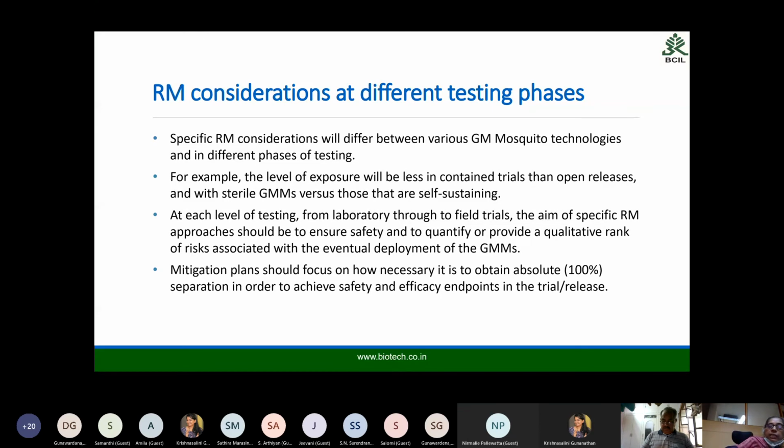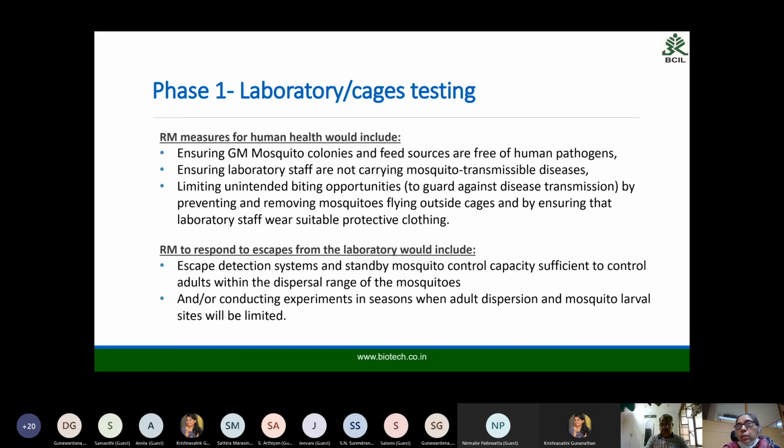So at each level of testing, from laboratory through the field trial, we have to ensure safety, and quantify or provide a qualitative rank of risks associated with the eventual deployment of GMMs. Mitigation plans should focus on how necessary it is to obtain absolute separation in order to achieve safety and efficacy endpoints in the trials and releases. There is no room for mistake here. We have to try to ensure, at least in the beginning, that all the mitigation measures can be taken out. It is very simple in the case of plants. It's a simple field trial. We make sure that it doesn't persist.